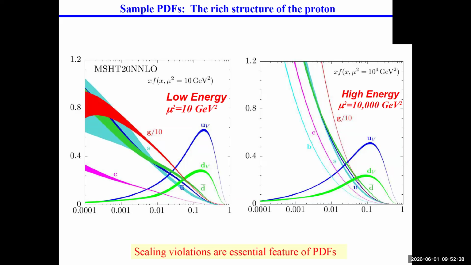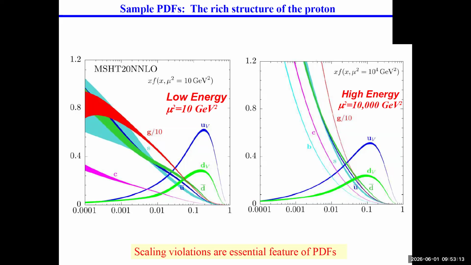One thing you notice is that the valence distributions, and actually there's a factor of x thrown in there, have a peak not too far from 1/3. That's because primordially, you think at some low scale, the proton was just 3 valence quarks, up, down. So these quarks will have a peak, but everything else is generated perturbatively from gluon splitting, and that means they're monotonically increasing.